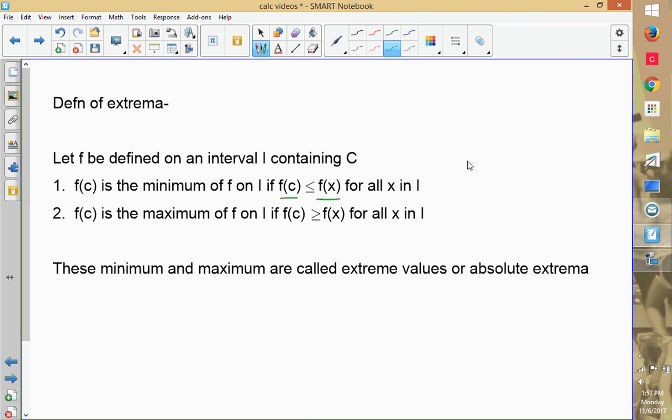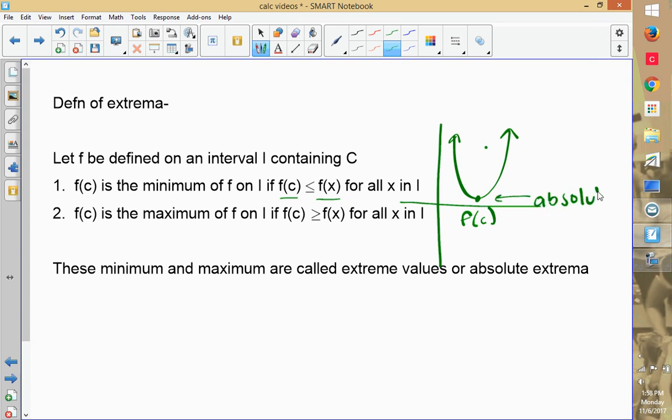So from a logical standpoint, let's just use a parabola. Here would be f of c. If it is lower on your y-axis than every other point in the interval, then that is considered an absolute min. f of c is considered the maximum if f of c is greater than or equal to every other value in the interval. So these are called your absolute extrema.